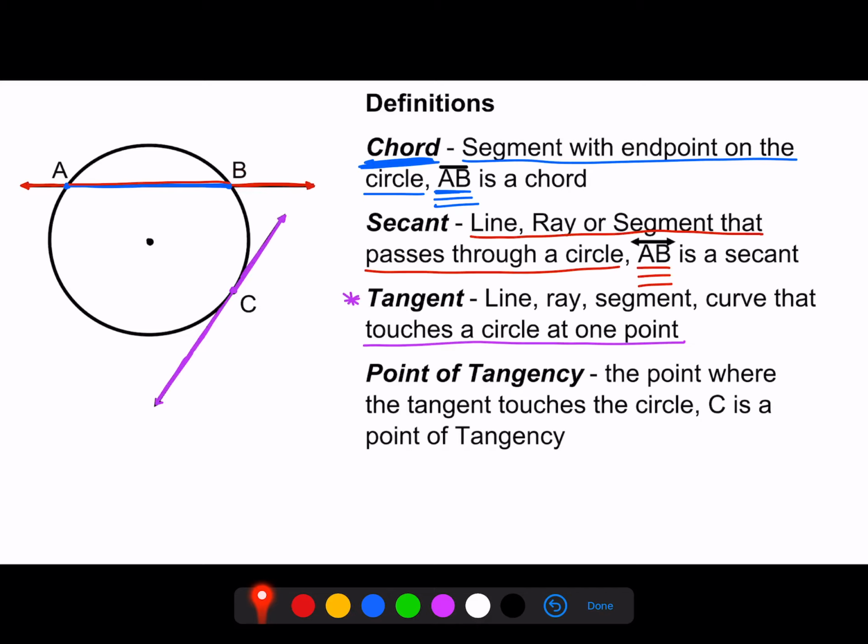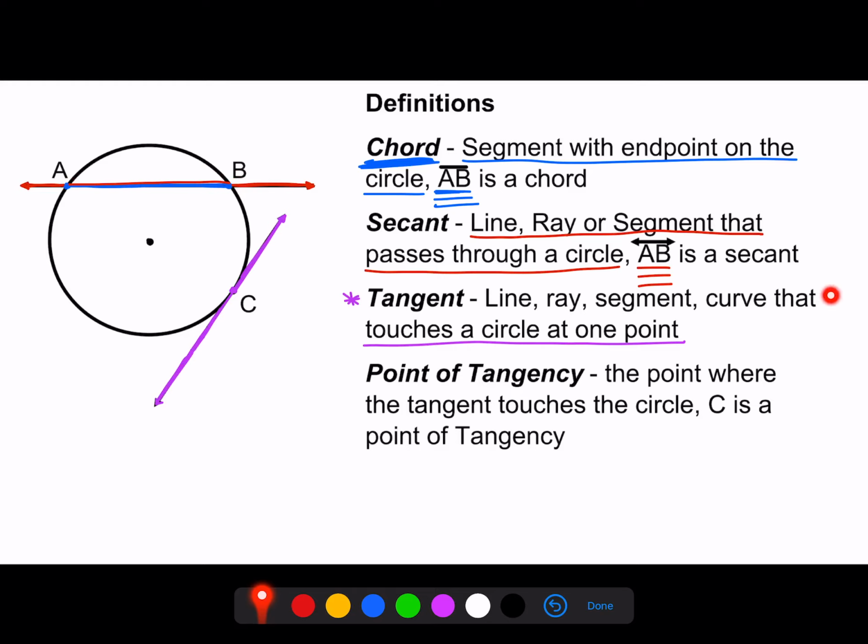The next one that we have is secant. A secant is a line, ray, or segment that passes through a circle. We said segment AB was a chord because it has both endpoints on the circle. Line AB is a secant because it passes through the circle. It continues going on. So if it continues going through, it's a secant. If it stops at the end of the segment, then it's just a chord.